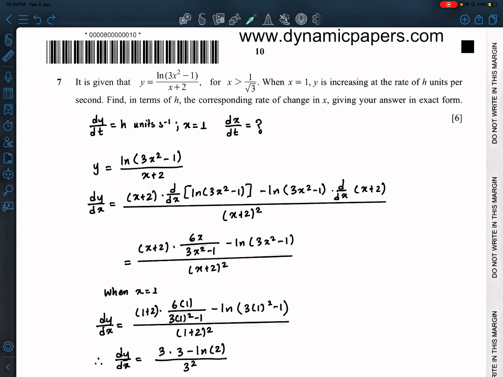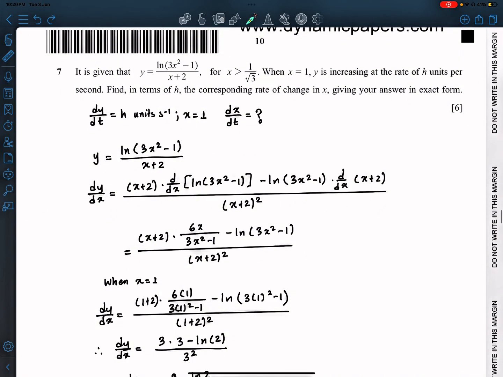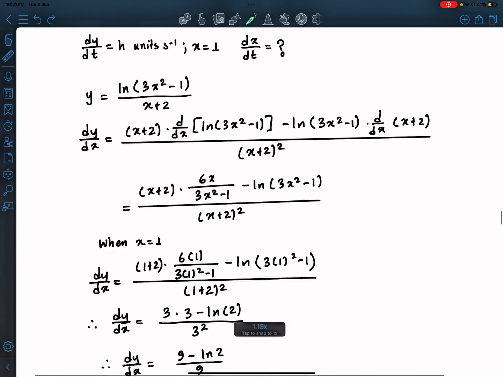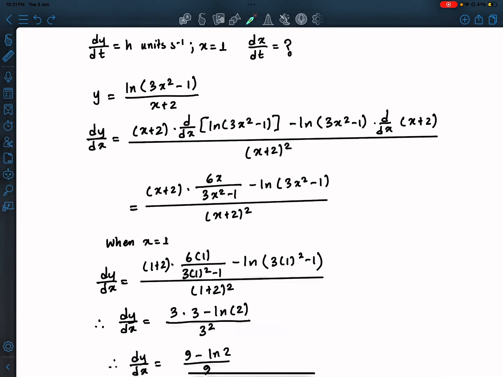So what is given? Let's take a look. The thing that's given is dy by dt, and that's h units per second when x equals 1. And we need to find dx by dt. How can we do that? We need to first find the derivative of y with respect to x. How can we do that? We can use the quotient rule.